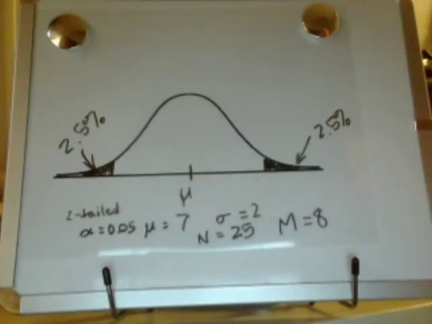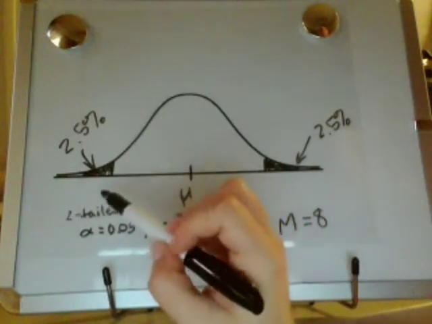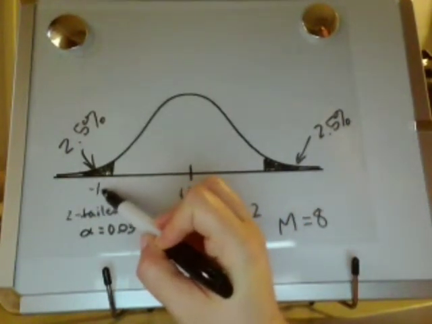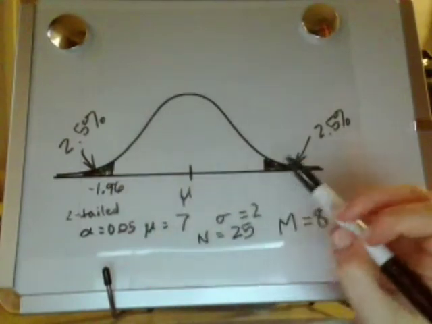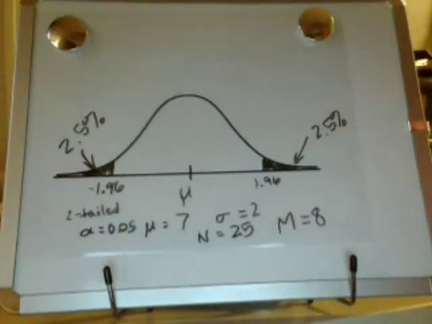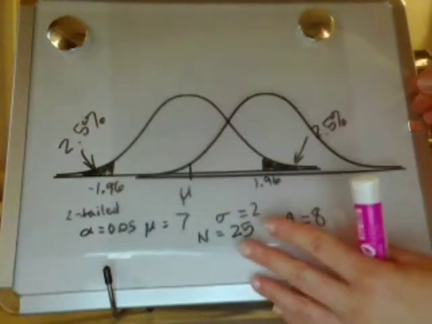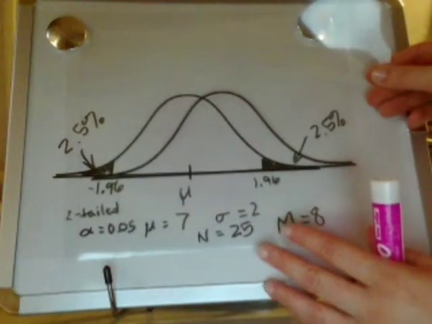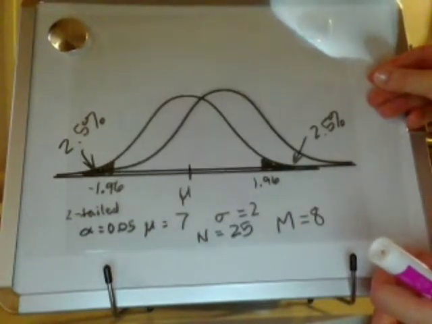We need to find the z-score that cuts off that 2.5%. You can go to your z-table and look that up, but I happen to know, because I've used this so many times, that this will be negative 1.96, and this will be positive 1.96. So now we know what our cutoffs are, and then we have to find out for our second distribution where that mean is going to fit in. The sample mean of 8 needs to fit in here somewhere.